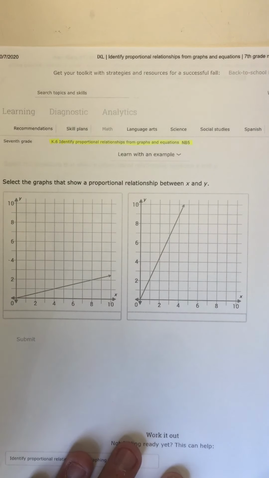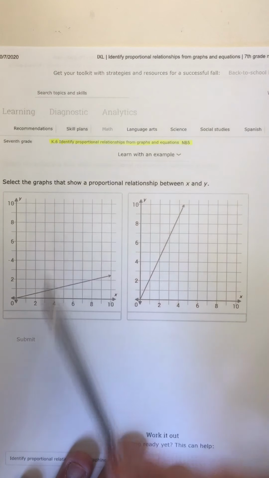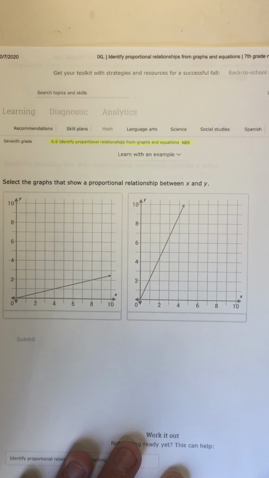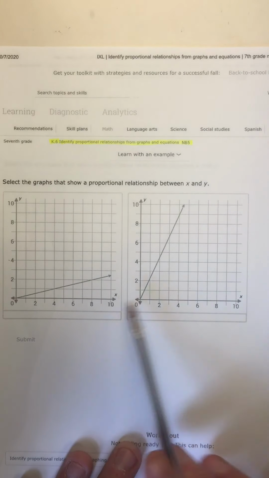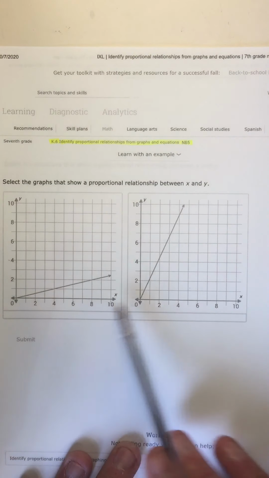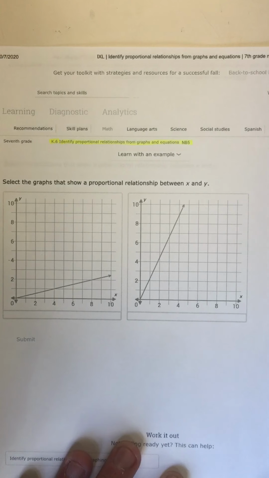So we are looking now at IXL activity K6, where we identify proportional relationships from graphs and equations. We've been doing this for a little while now, and the first one would just give you two different graphs, and we have to determine if they are proportional or which ones are proportional.